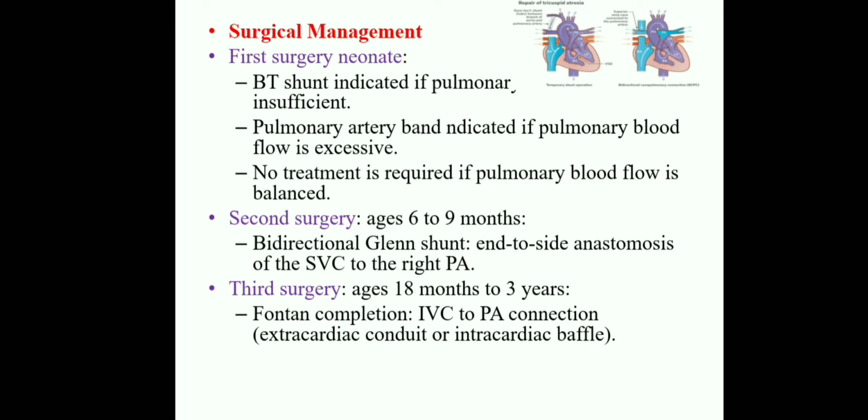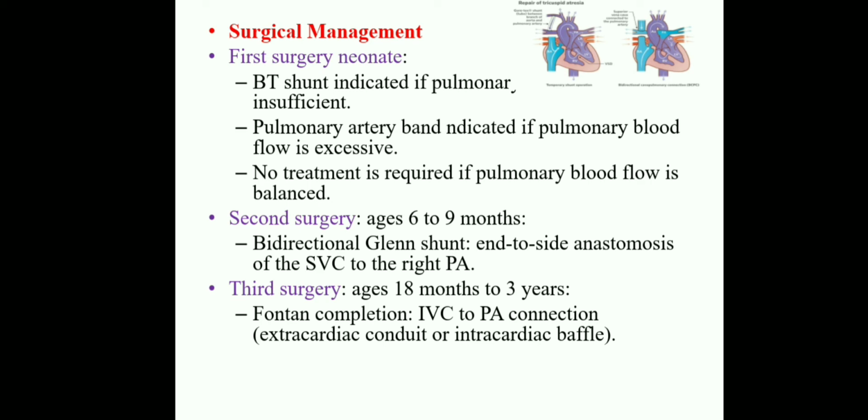And then the second surgery is done at 6 to 9 months of age group only. They are doing this surgical intervention, that is the bidirectional Glenn shunt, an end to side anastomosis, with catheterization of the superior vena cava, and then they are doing the surgery at the right atrium. Here they direct the SVC to the pulmonary artery. Okay, here they are maintaining the shunt, that is an end to side anastomosis.